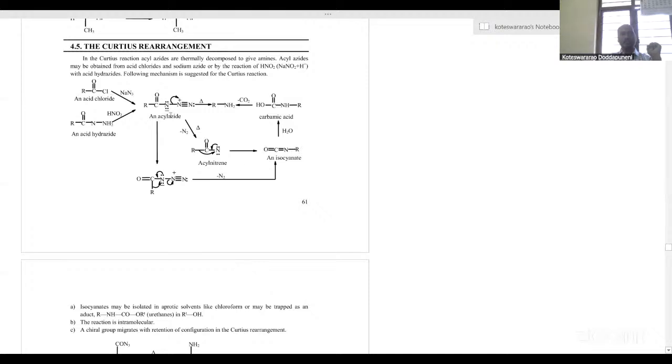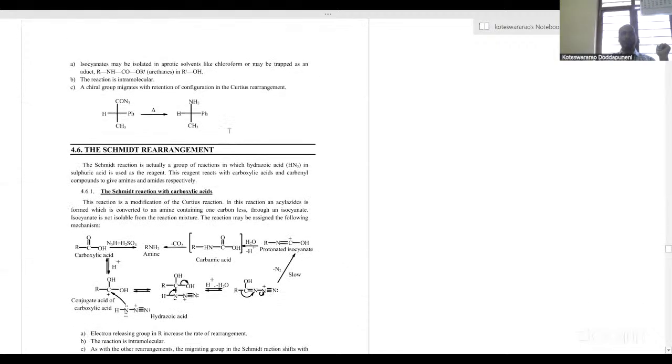Or this acyl azide is also generated from the acid hydrazide, which is treated with HNO2, nitrous acid, that leads to the formation of an acyl azide. Now, this undergoes rearrangement of that R group, whatever the substrate is. That leads to the formation of an isocyanate by the elimination of nitrogen gas. After formation of isocyanate, we add water that leads to the formation of carbamic acid. That carbamic acid undergoes decarboxylation that leads to the formation of amines.